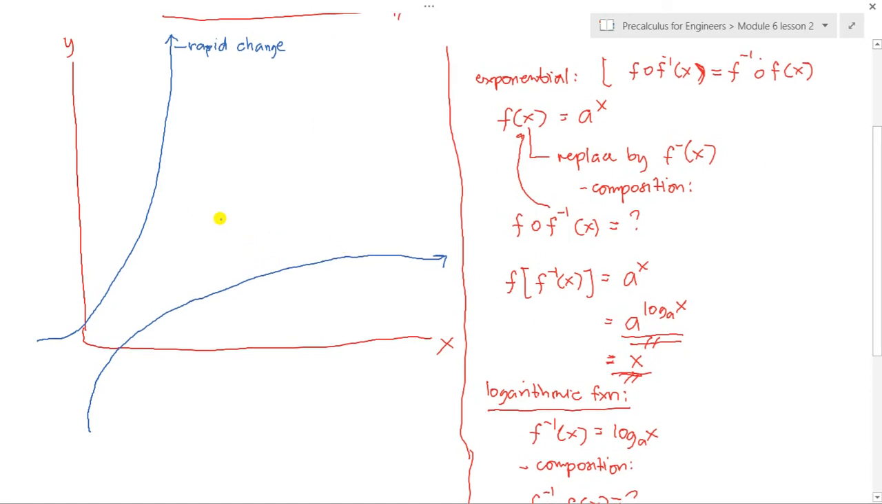So as you can see right here, this one has a small increase, or small change. Again, for the exponential, the change in values is rapid, whereas for the logarithmic function, the change in values is small.